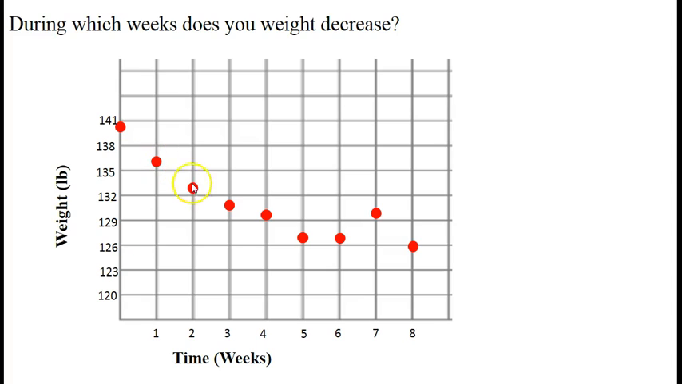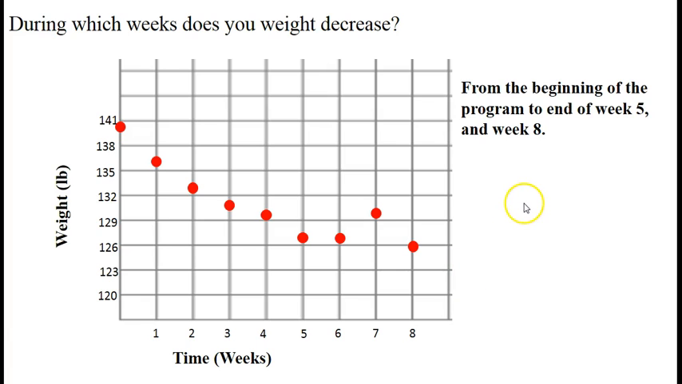During which weeks does your weight decrease? Here, it's decreasing, decreasing, decreasing, decreasing, decreasing. It did not decrease between weeks 5 and 6. So my weight decreased from the beginning of the program to the end of week 5, and then my weight decreased during week 8, because it decreased from 7 to 8.